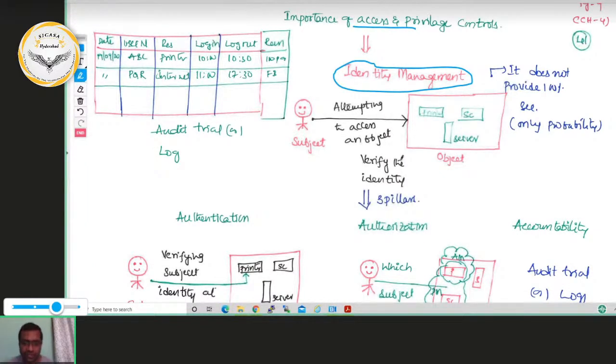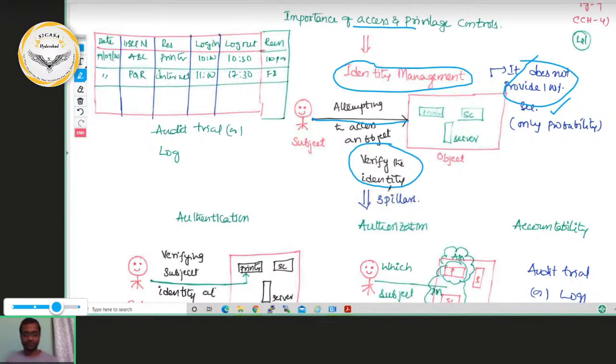So if the subject is attempting to access an object, and before the subject enters the object space the verification is done, then it is called identity management. What do you mean by identity management? If a subject who is attempting to access an object is verified using user ID and password before entering the object space, then it is called identity management. The words attempting and verifying the identity are very important. Does it provide 100% security? No, it only provides a probability of security.